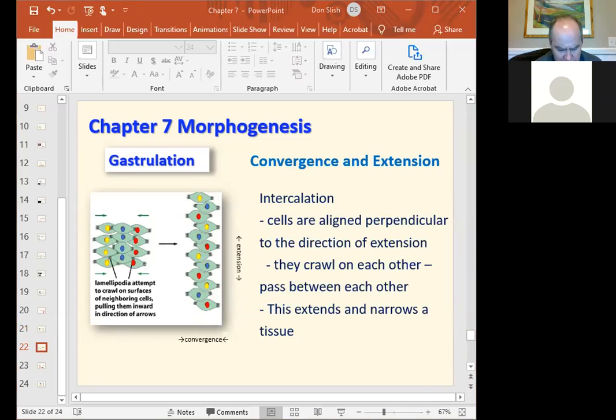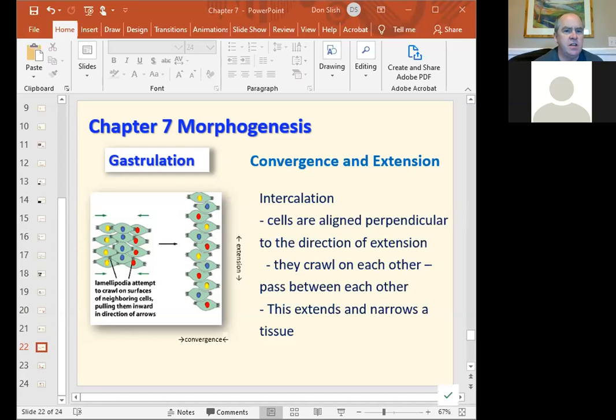I believe we talked about that with the early chick embryo, that the formation of the primitive streak is that kind of convergence and extension. I'm not 100% on that, so don't quote me, but if I ask you about it on the test, I'll just mark it wrong, whatever you put, so who cares?